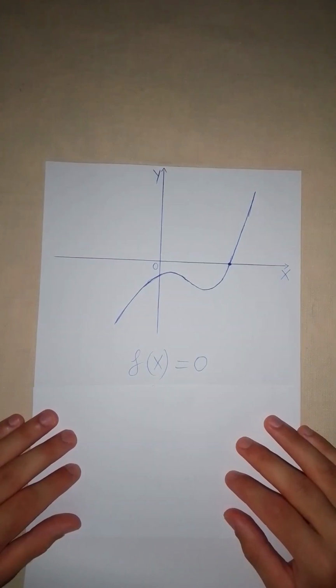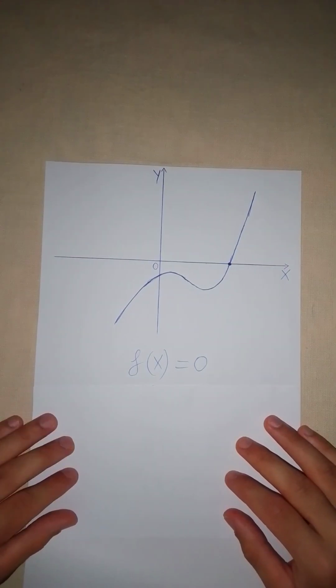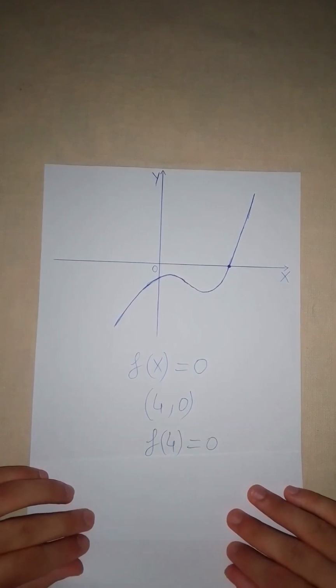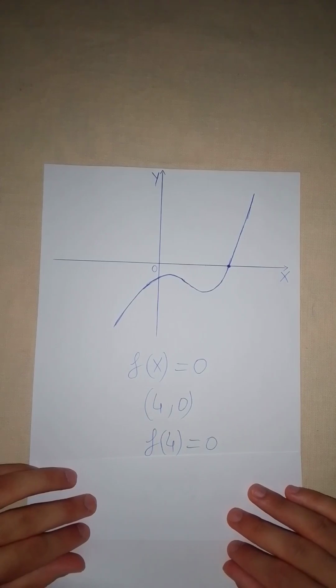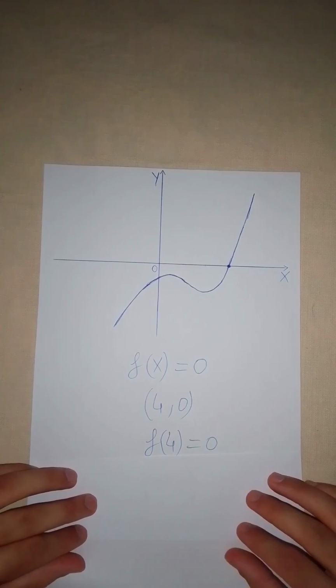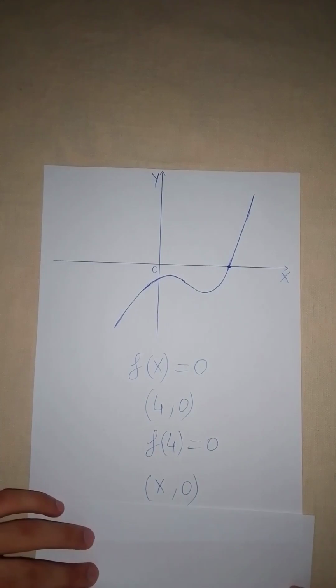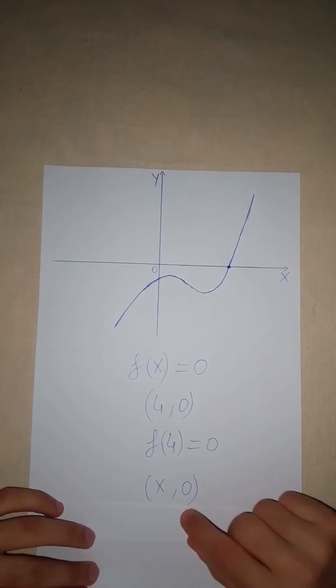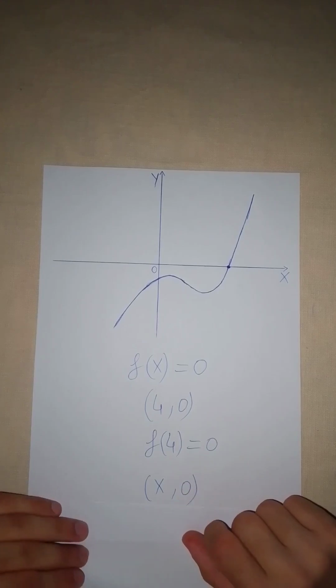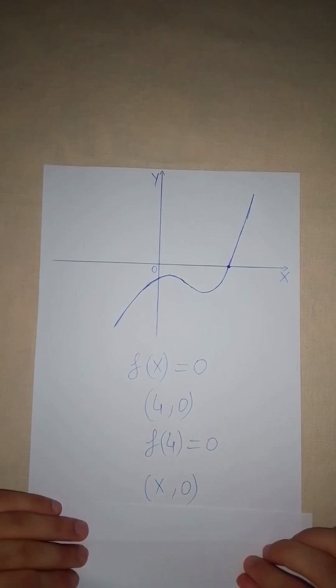For example, if the graph crosses the x-axis at 4, 0, then f of 4 equals 0. That is why solving f of x equals 0 is exactly the same as finding the x-intercept of the graph, which is the point x, 0. We just need to find x where f of x equals 0. Whenever you solve an equation later in algebra, you will often be finding the x-intercept of its graph.